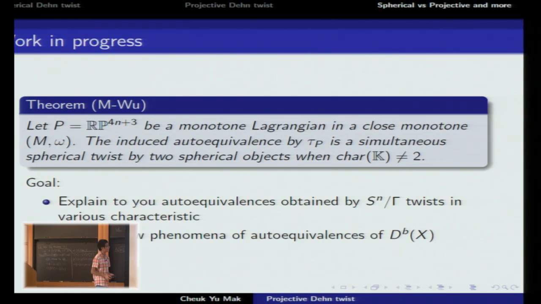What is simultaneous? Because they are orthogonal, so twist and then twist. Are the spherical objects represented by Lagrangians, or are they just spherical objects in the category? You mean in the low dimensional case? Yes, what are those two spherical objects? Geometric meaning. You can put different spin structures on it, or you can put different local systems. RP with the two spin structures. Okay.